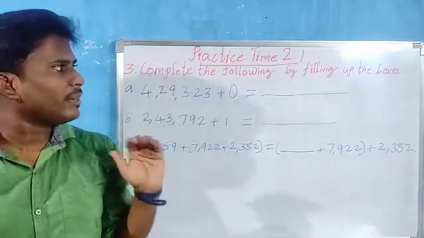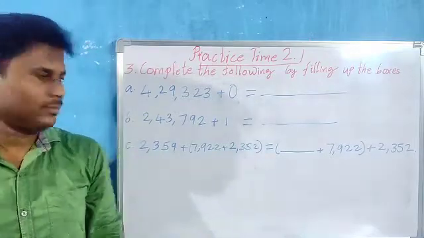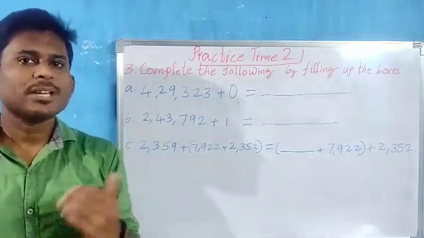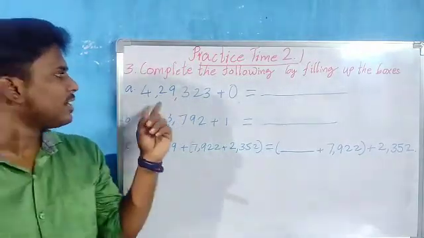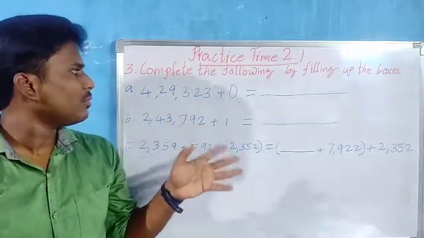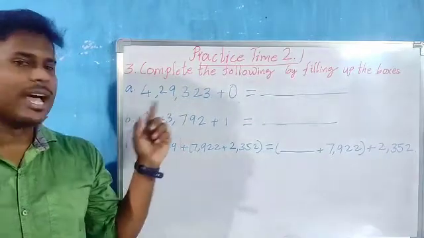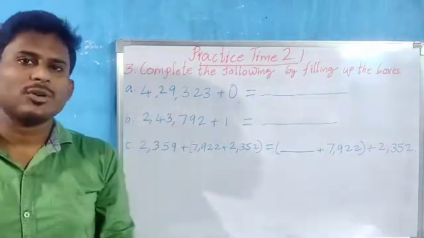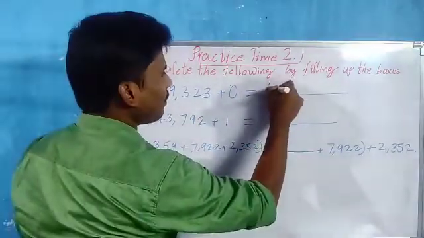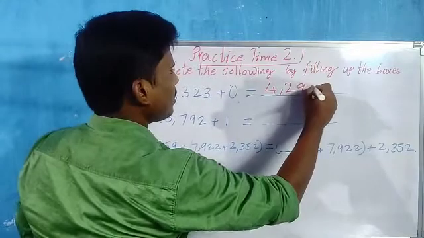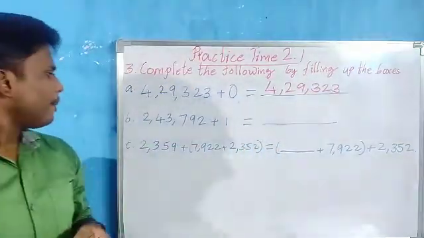Third bit, complete the following by filling the boxes. So children, in the previous class we discussed the properties of addition. In this class we discussed the properties of subtraction. Now based on these properties, these questions are framed. Now look, children, 4,29,323 plus 0. See, children, 0 is the additive identity here. So as we discussed, number plus 0, what is the answer, children? The number itself. So what is the number, children? 4,29,323.